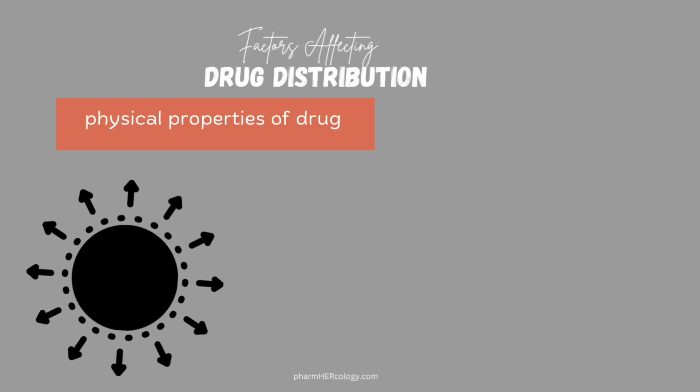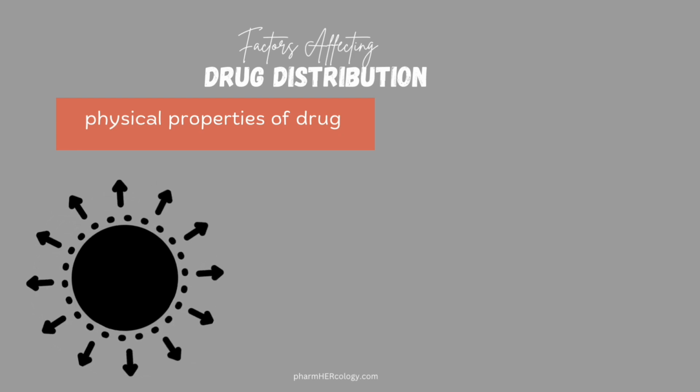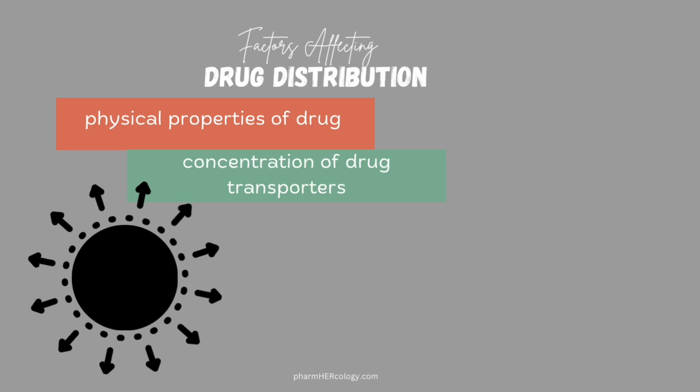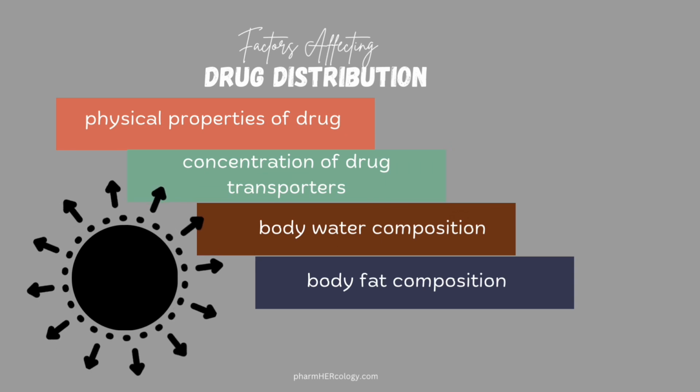How a drug distributes throughout the body is dependent on a number of factors, including the physical properties of the drug, the concentration of drug transporters, body composition, and the presence of disease.